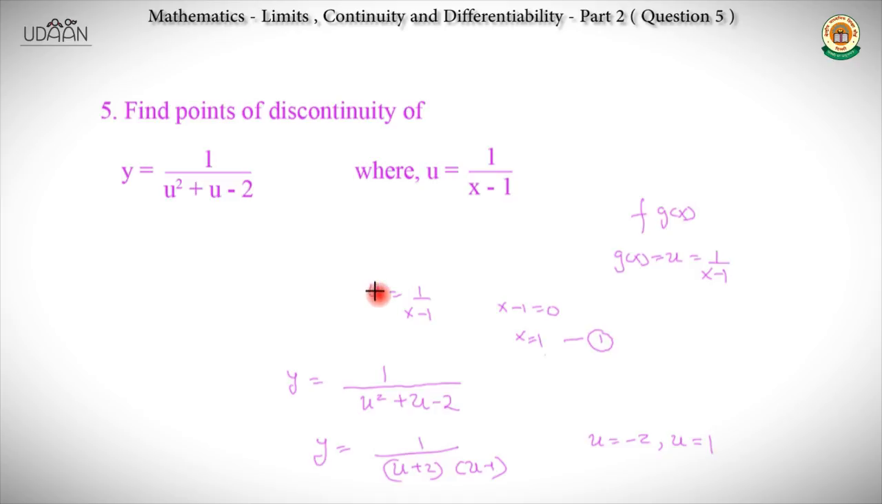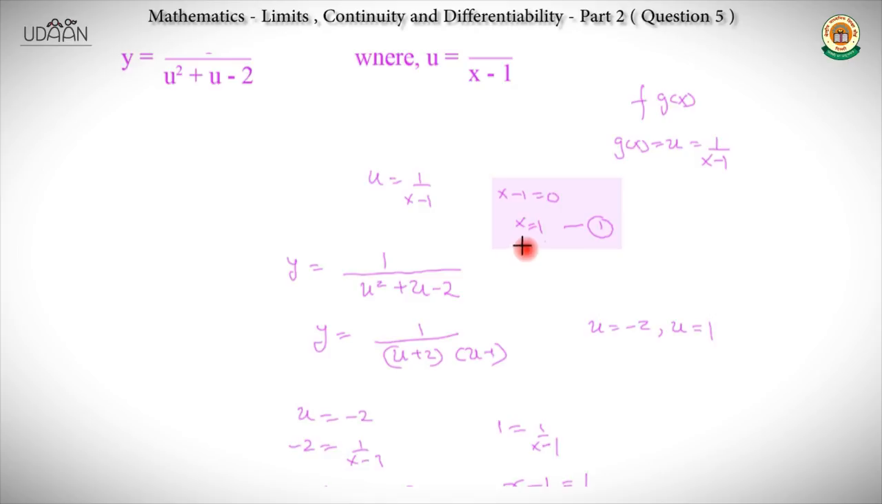Exactly. So u will be discontinuous when its denominator will be 0, yes, which is x equals to 1. And so since x equals to 1, u won't be defined, so we know that f of g of x, which is y, won't be defined. So here we get the first point of discontinuity. Exactly. So x is equal to 1 is the first point of discontinuity.